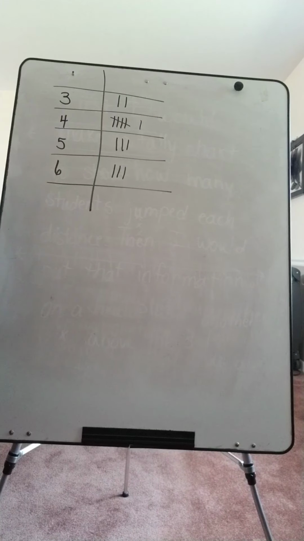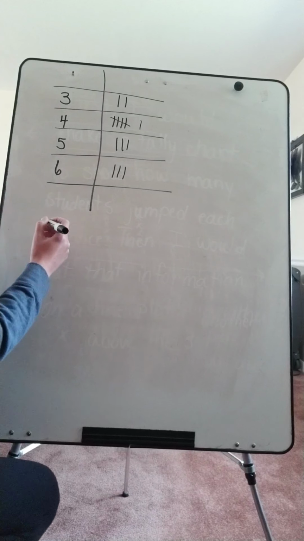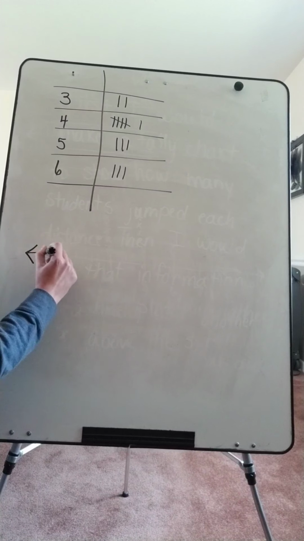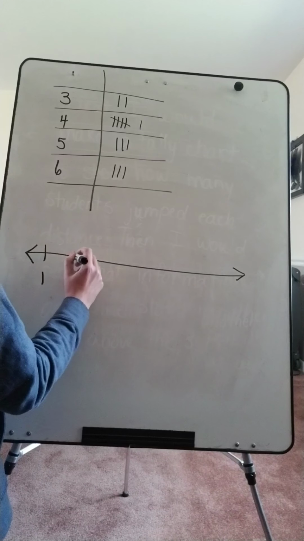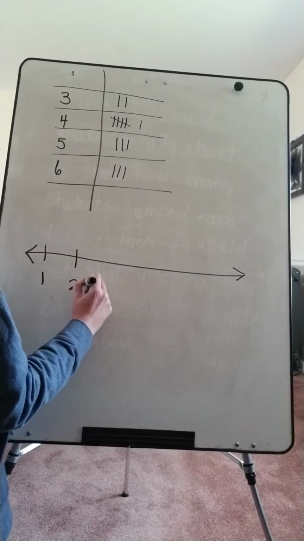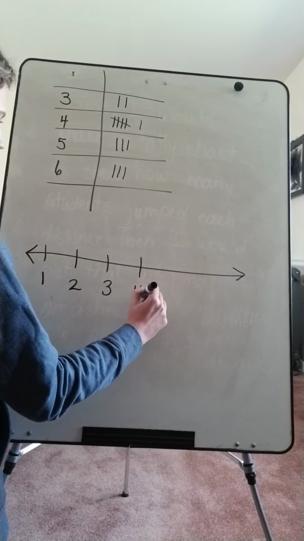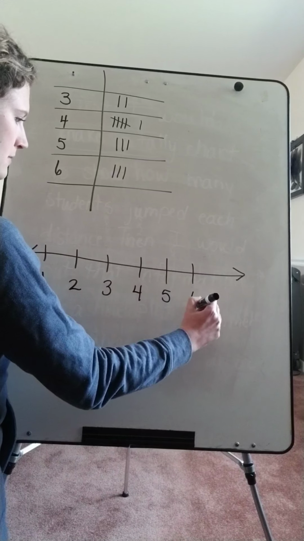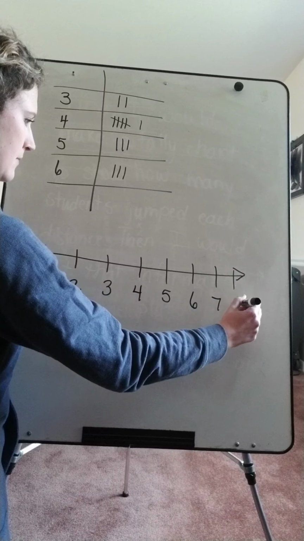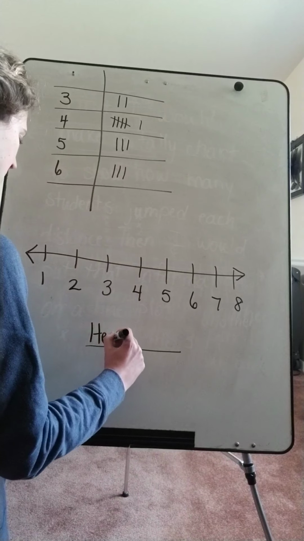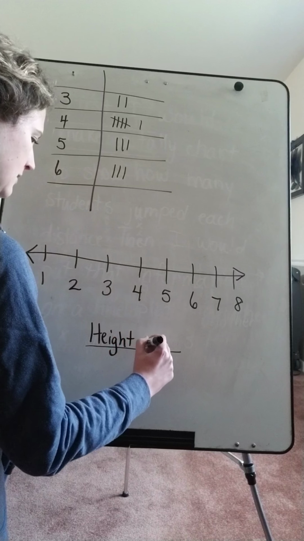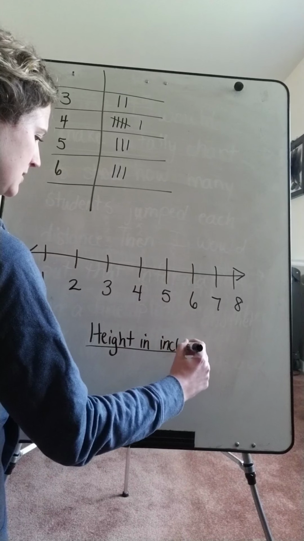Then for number 2, we're going to put this information onto a line plot. So this line plot we're going to do from 1 to 8. So go ahead and fill in your numbers. And then at the bottom there's a line. I want you to write height in inches.